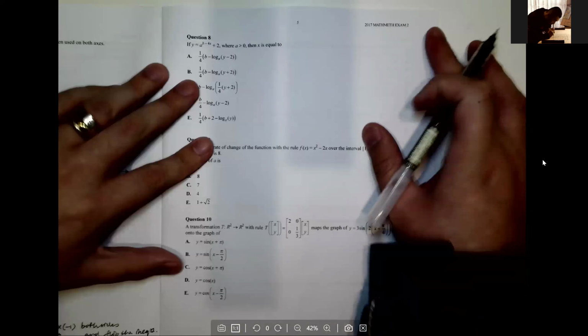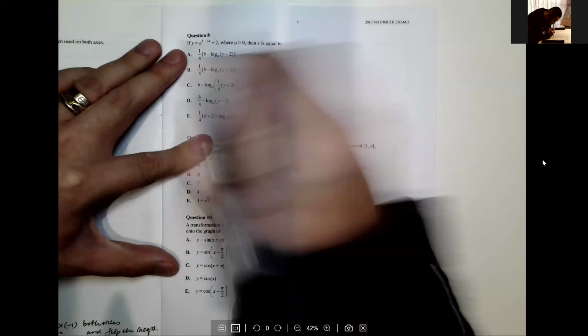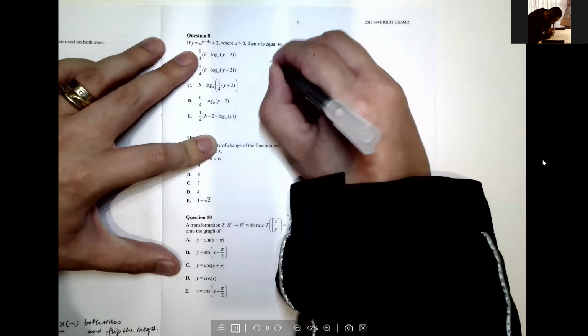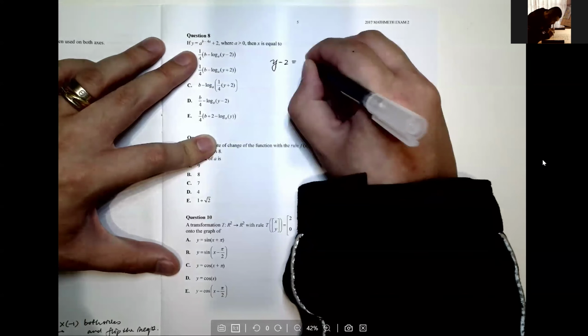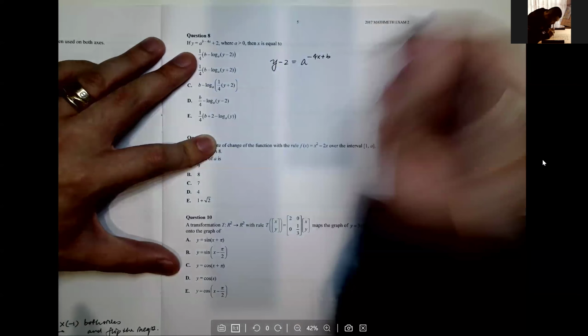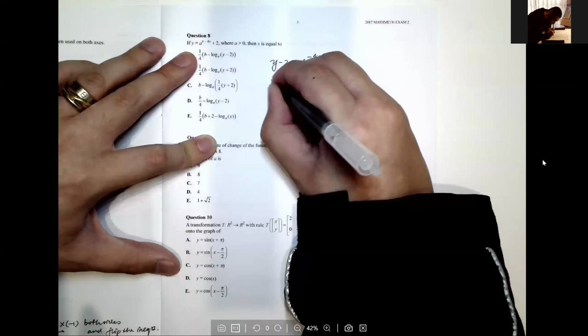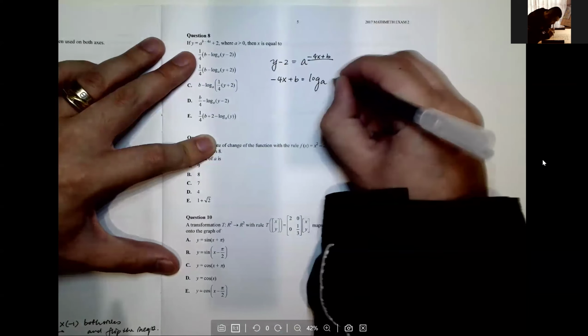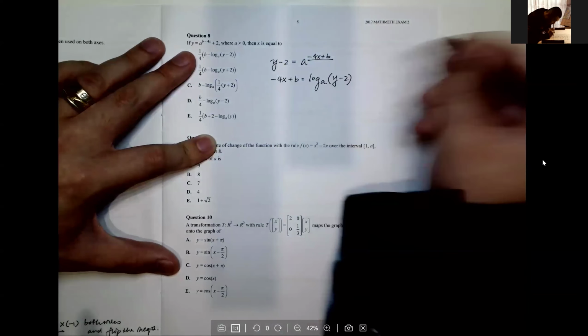Okay, next. Question 8 is a very straightforward algebra question. We'd like to isolate this x from an exponential equation. So we say y take 2 equals a to the minus 4x plus b, okay? And then we extract this exponent. So minus 4x plus b equals log base a of y take 2.